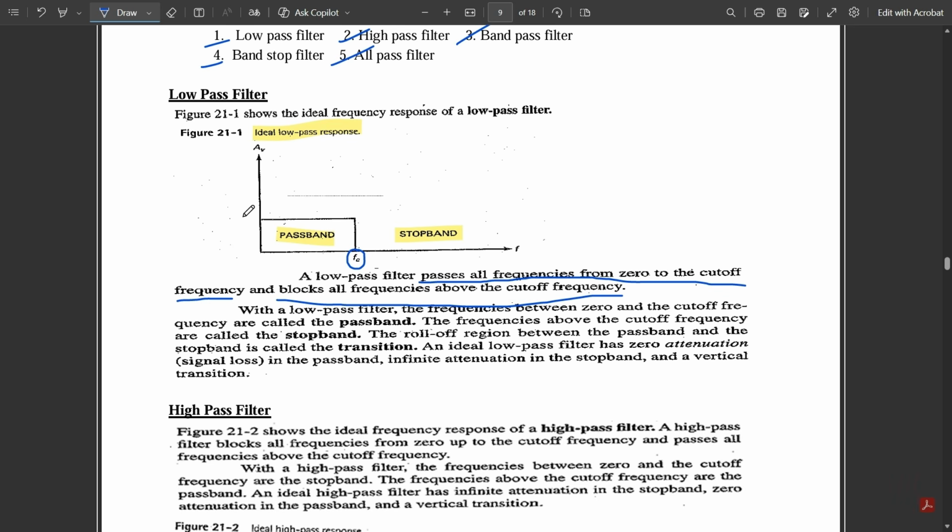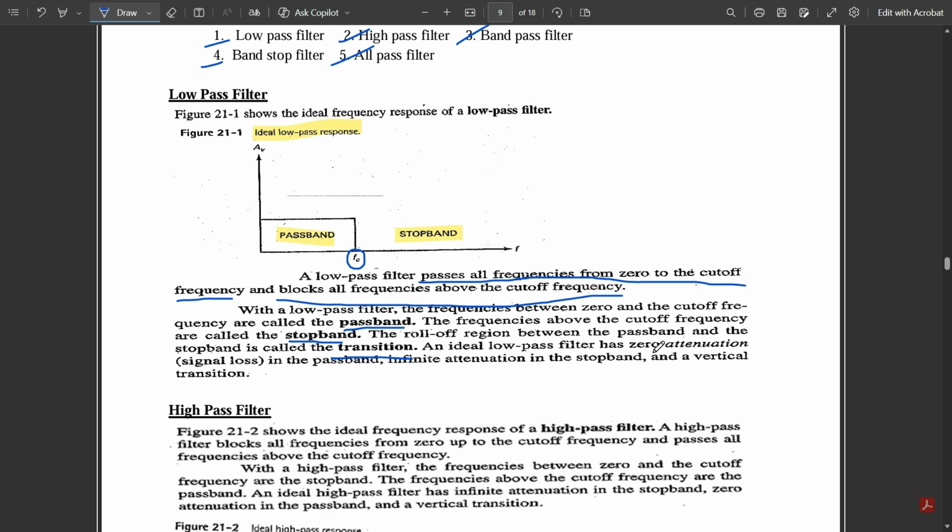It passes all the frequencies from 0 to the cutoff frequency. Okay, it passes all the low frequency components and blocks all the high frequency components. Okay, this is the basic definition. So with the low pass filter, the frequencies between 0 and cutoff frequency are called pass band frequencies. Okay, and the frequencies above the cutoff frequency, which are greater than the cutoff frequency, are called stop band. Okay, the roll off region between the pass band and stop band is called transition.